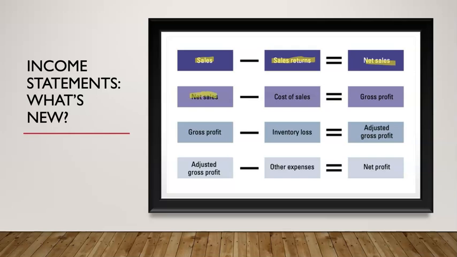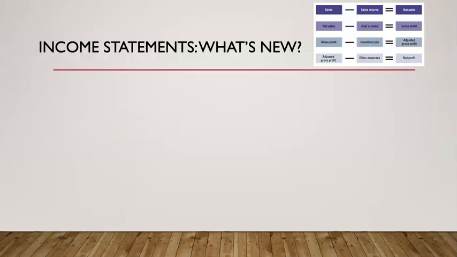Net sales minus my cost of sales, or cost of goods sold, slightly different, but that's what we're looking at, equals my gross profit. Gross profit will then either be subtracted via an inventory loss, or it could be plussed for an inventory gain, and that gets our adjusted gross profit. Adjusted gross profit then subtracts all other expenses to get our net profit.